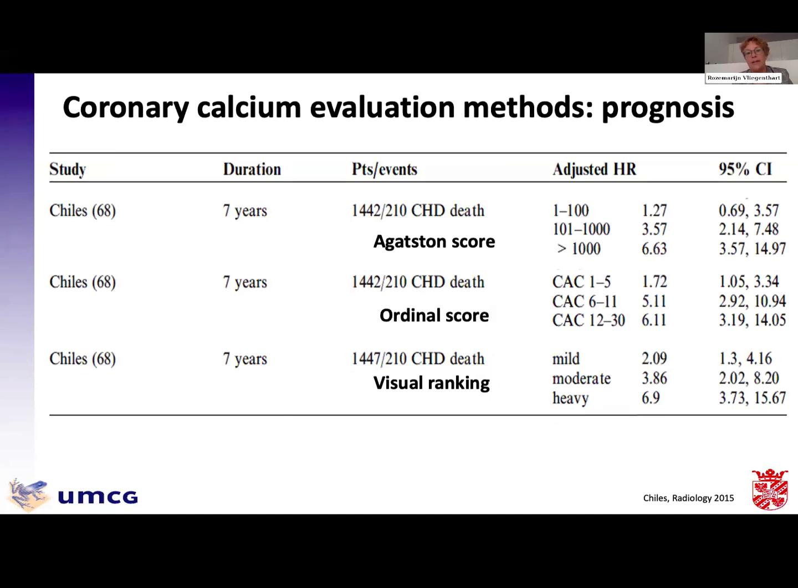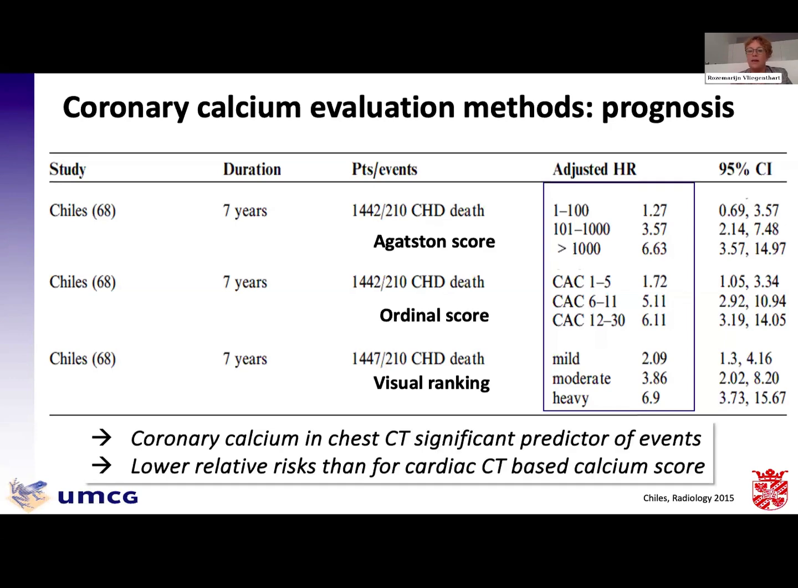But when we're looking at the actual prognostic value of coronary calcium scoring, or even using this ordinal score or visual ranking on a chest CT, and this is from the NLST data, so the lung cancer screening study in the US, you see that even if the calcium score is not optimal, the relative risks are quite high, with a relative risk for those with the highest calcium score or severe coronary calcium on visual evaluation of 7. So even though this kind of chest CT and visual evaluation is not as good as an optimal cardiac CT scan with optimal calcium scoring, even in chest CT, it is a strong predictor of cardiovascular events.